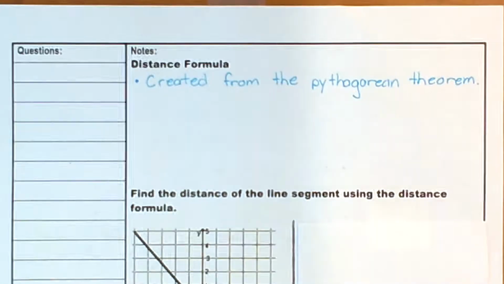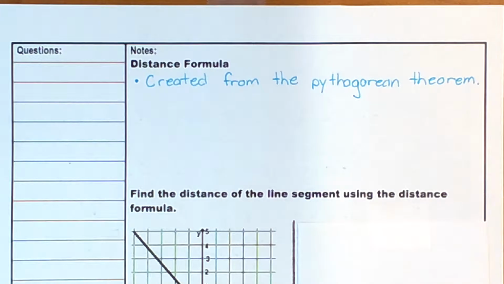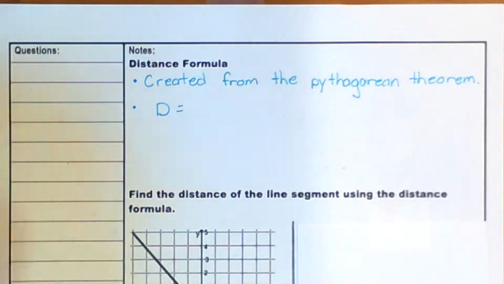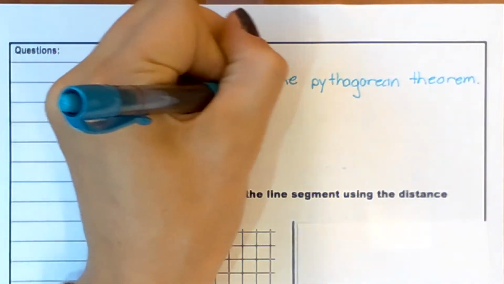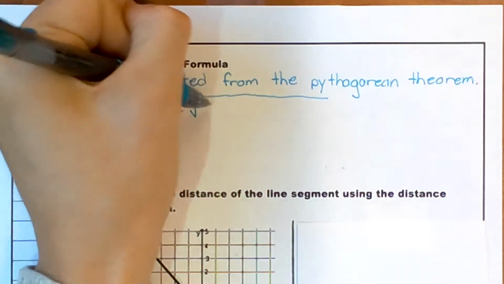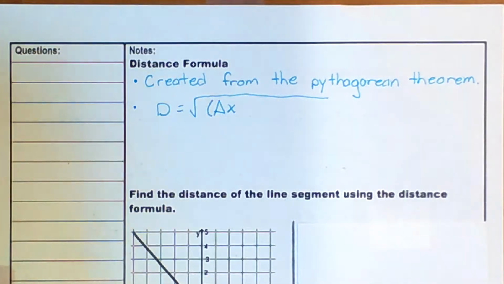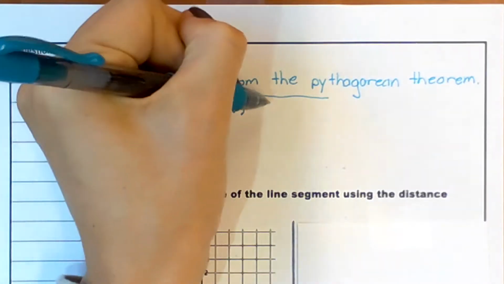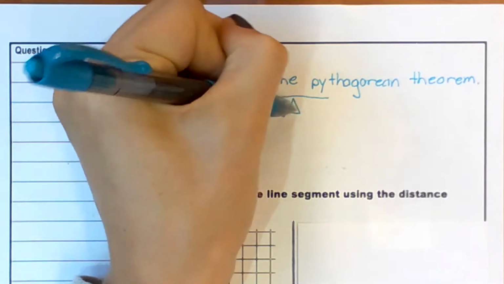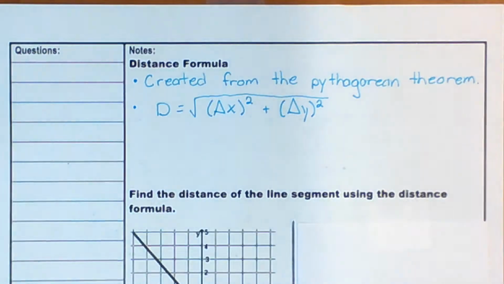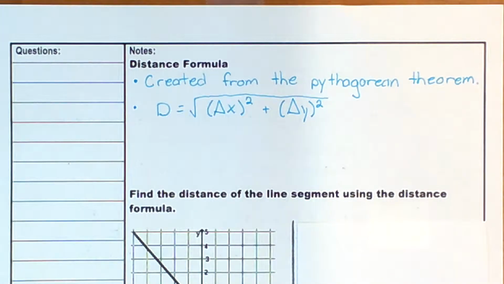So, important to note, the distance formula was actually created from the Pythagorean theorem, so this is actually going to look really familiar, and it's going to be very similar to the actual Pythagorean theorem. The distance formula, D equals, and we're going to have a big square root. And what we're calculating here is the change in x, and we're going to square that, plus the change in y, and square that. So that's one way of looking at the distance formula.